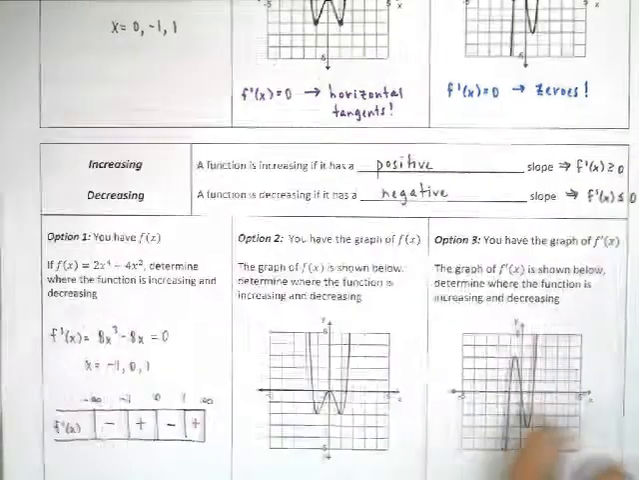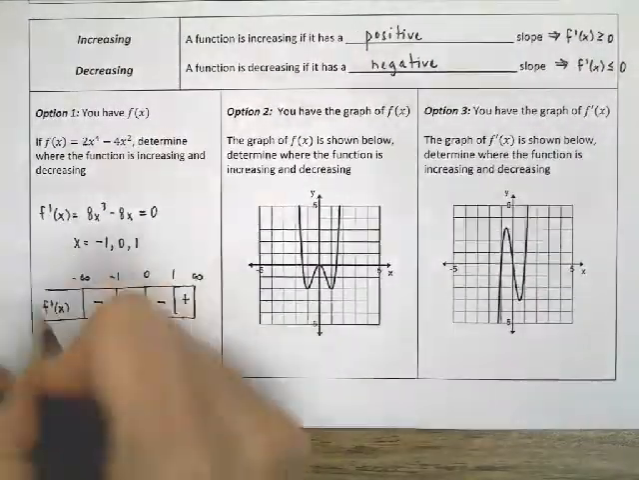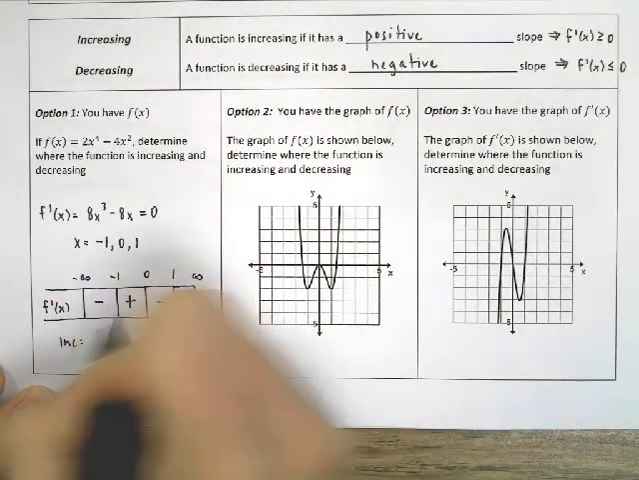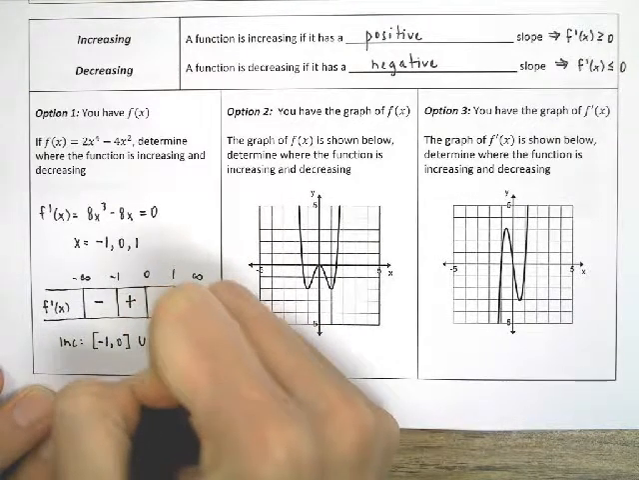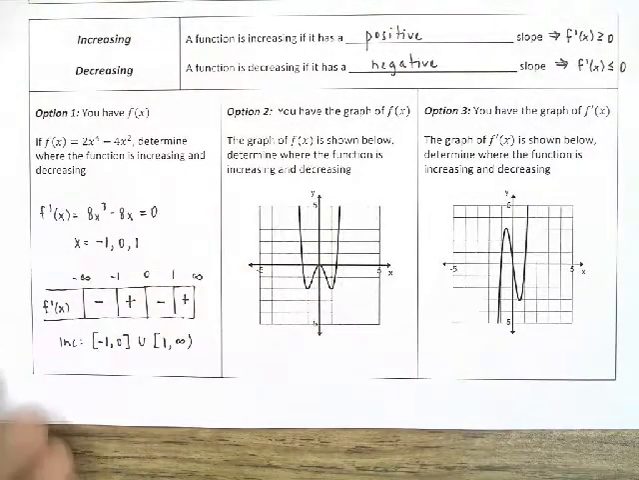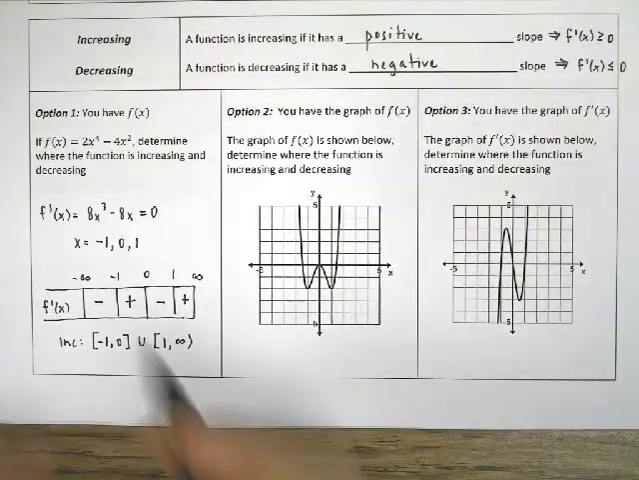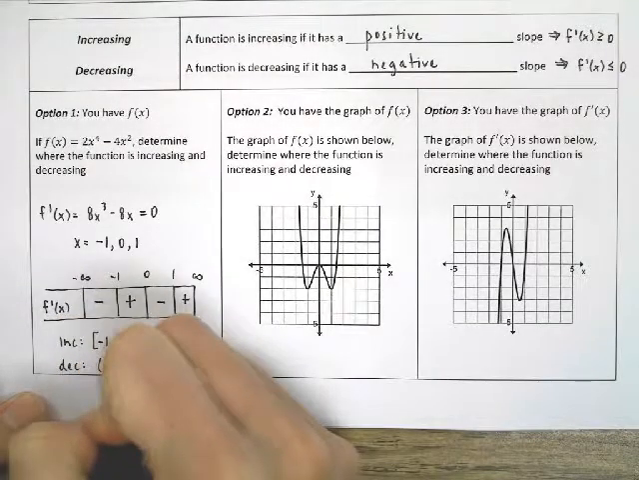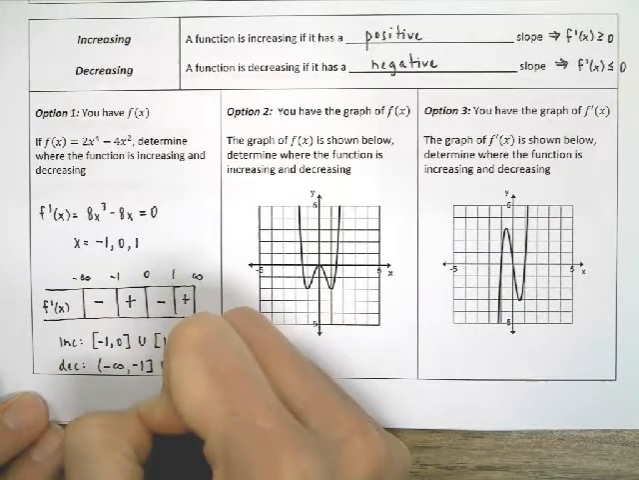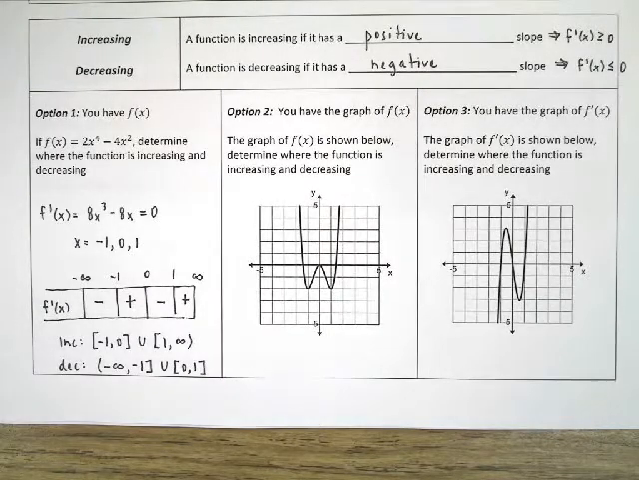So now, based on those signs, we said we're increasing where the derivative is positive. So I know that I am increasing on the interval from -1 to 0 and 1 to infinity. Again, just like when we did our work before, we're working with the first derivative here, so I'm working with closed intervals. And then decreasing, I'm looking for where I'm negative, so -infinity to -1. And then between 0 and 1. So again, the work here really isn't different. It's just we're calling it something different.